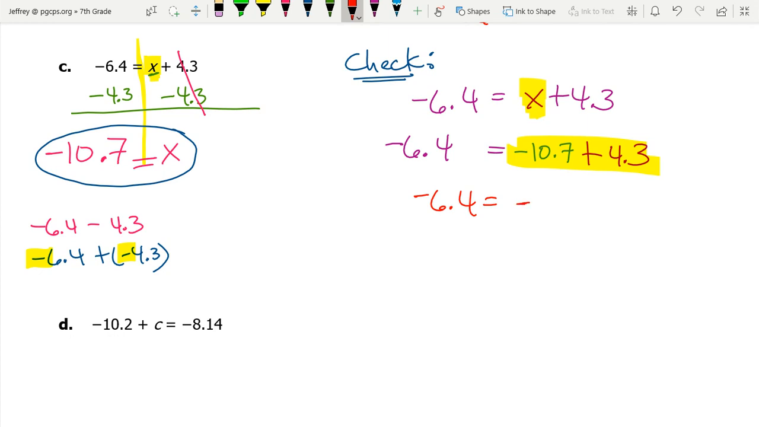Now the signs are different. That means we subtract. So 7 minus 3 is 4, decimal, 10 minus 4 is 6. So our answer is absolutely correct. Now let's try another one.